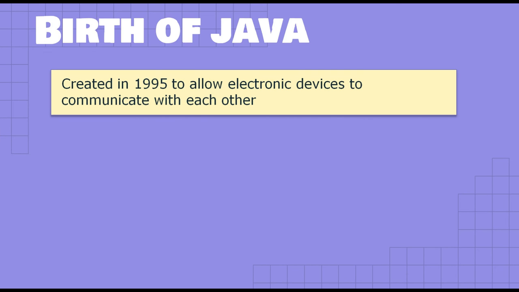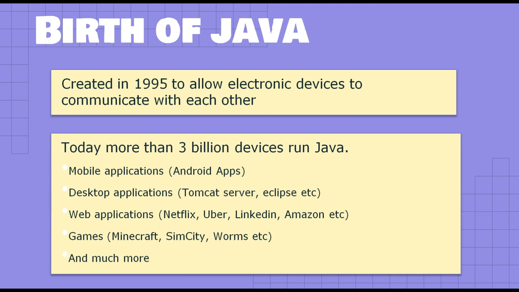Java was created in 1995 by James Gosling at Sun Microsystems, and the purpose was to allow electronic devices to communicate with each other. Today there are more than 3 billion devices that run Java applications, and these applications run on various platforms. So there are mobile applications, desktop applications, and popular web applications like Netflix and Uber. There are many games that are also built on Java, and a lot of other types of applications as well.